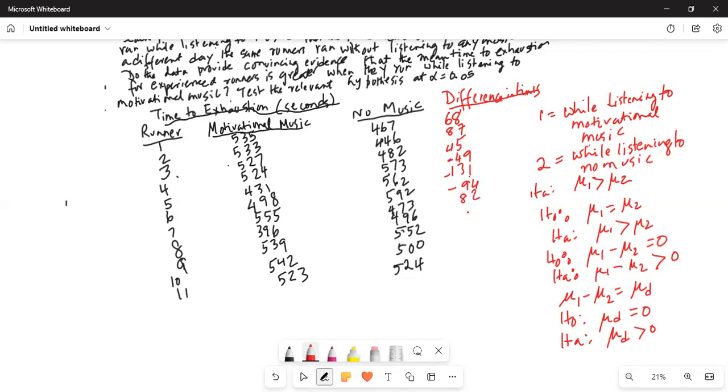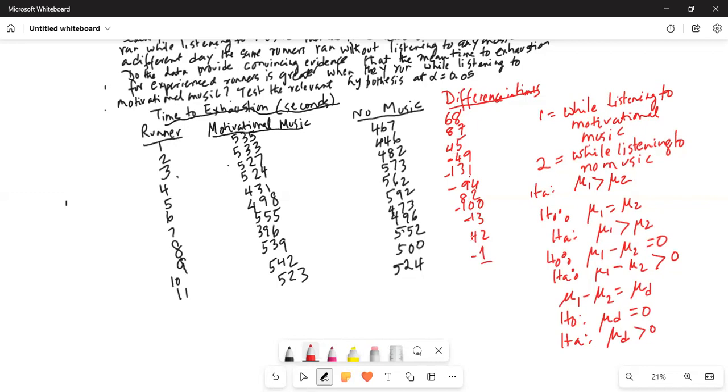Next one is 396 minus 496 is negative 100. Next one is 539 minus 532 is minus 13. Next one is 542 minus 500 is 42. And the last one is 523 minus 524 is minus 1. These are the differences in the two times, mu1 minus mu2.